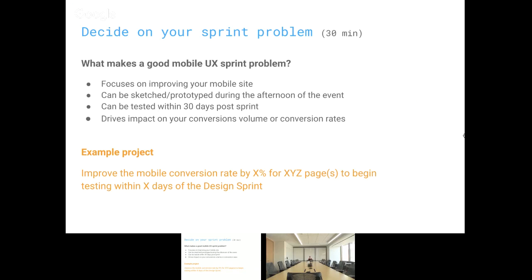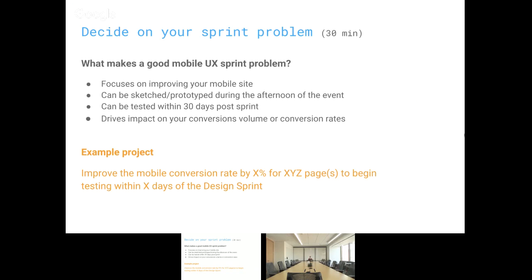The whole point of doing this design sprint is to move very quickly. So you want to focus on an idea that you'll be able to get into market and A/B test within about a month. Last but not least, we want clients to focus on improvements that will drive impact to conversion volume or conversion rate. So an example of a project might be improving mobile conversion rates by X%.